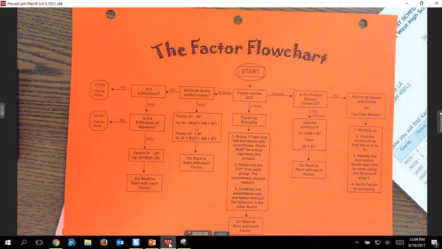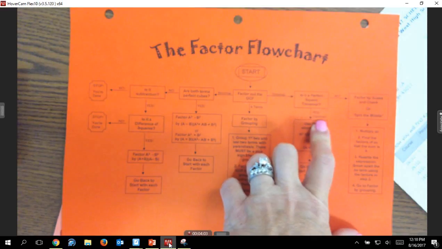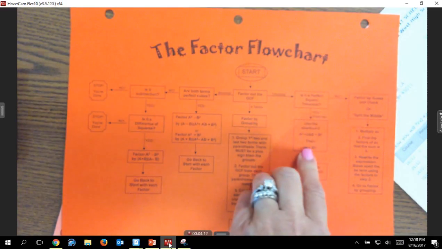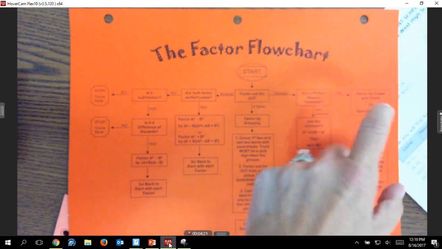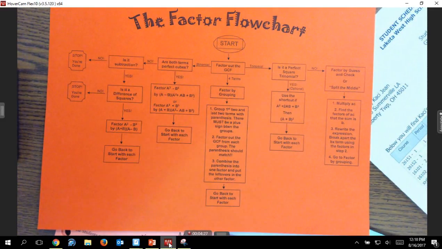So now what we're going to do is we're going to go to trinomial because there's 3 terms. And this next column is totally optional. This next column you may or may not have learned in a previous course. So I'm not going to reteach it right now. We're just doing review. So if you know this next column, perfect square trinomial factoring, you can do it. If not, then just skip it and go over to factor by guess and check. There is one more method, this split the middle method, or the AC method. You might have learned that, and you can totally do it. Here's the directions. But I'm just going to do everything by guess and check because it works. So there are other methods to use.